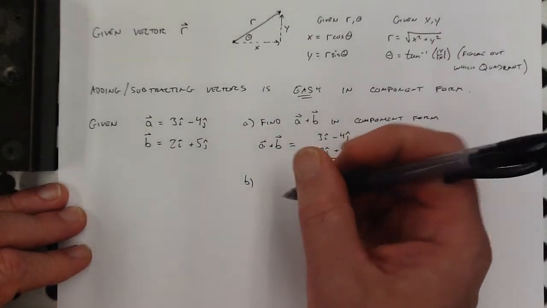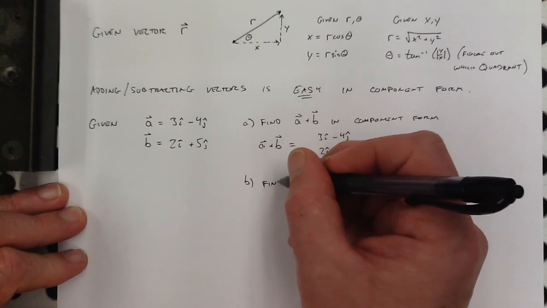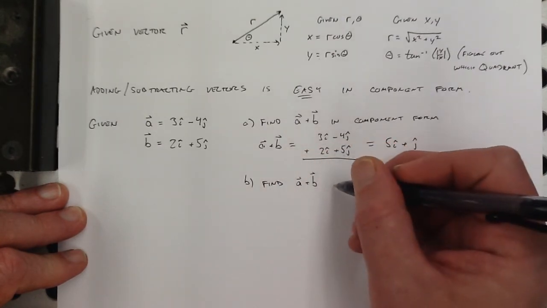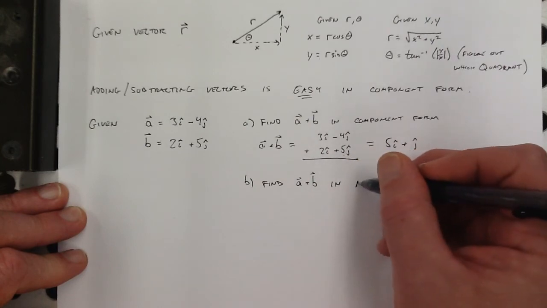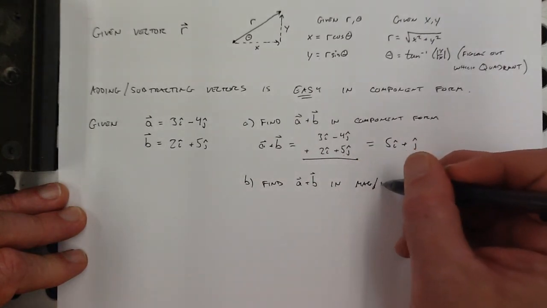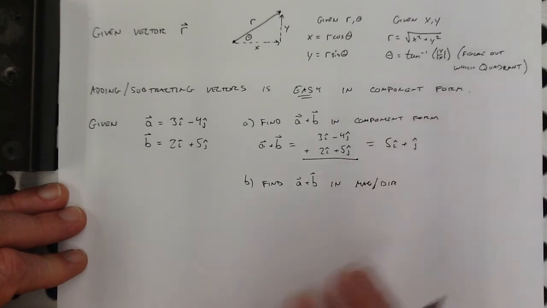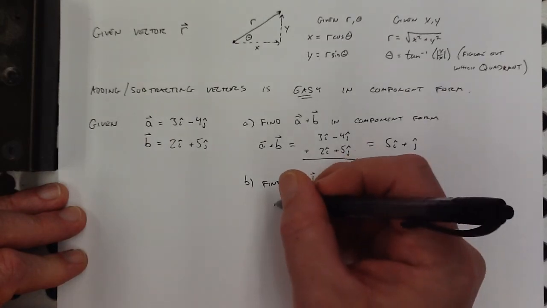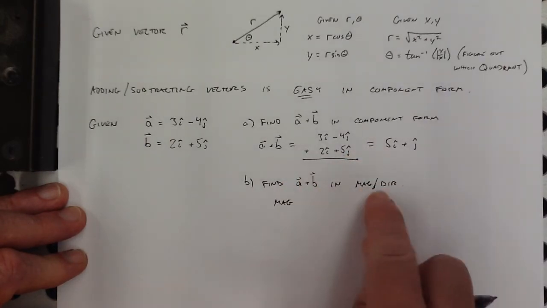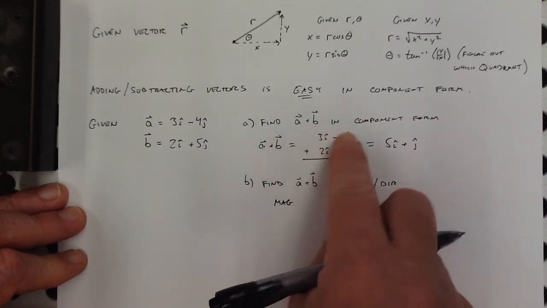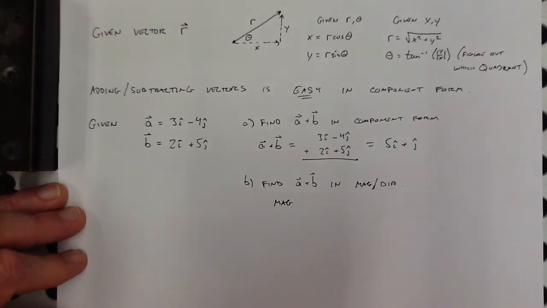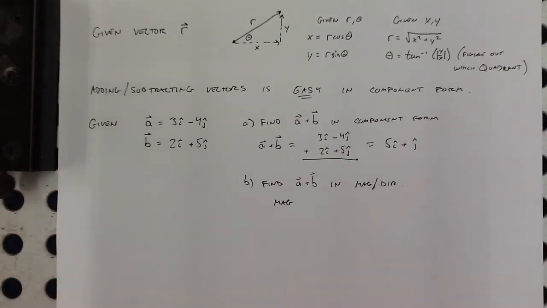And what if you want to find A plus B, but give it in magnitude direction form? Well, we have the answer here, so all we need to do is convert this into magnitude direction form. So if we were asked to do this right out of the gate, we'd just have to do this part, get the components, and then do this. Is there a shortcut to get directly to this?